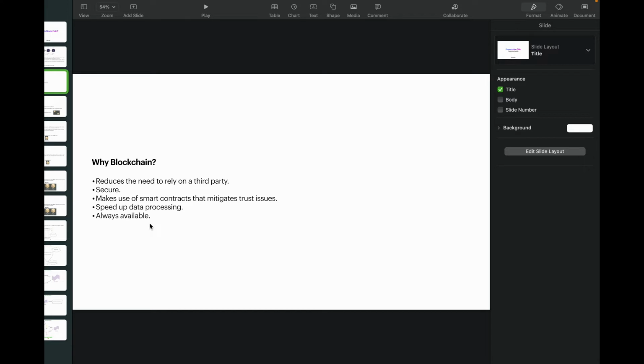It is fast, and it is always available, meaning that, as I said, there are many mining machines, or many computers around the globe that are running a particular blockchain. So for example, let's say there are three mining machines. One is in USA, one is in Australia, and one is in Norway, and all those three machines have a copy of the blockchain.